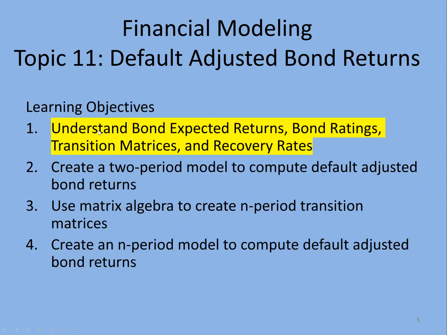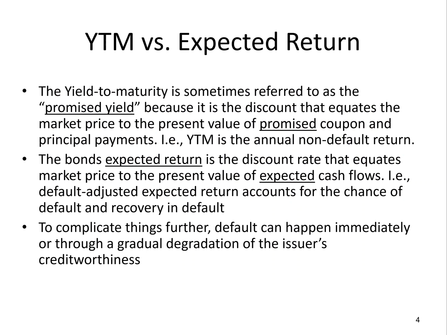So in this topic, we're going to understand bond expected returns, bond ratings, transition matrices, and recovery rates. We'll then calculate a two-period model to compute default adjusted bond return. We'll use matrix algebra to create an n-period transition matrix. And then we'll calculate an n-period model to compute default adjusted bond returns.